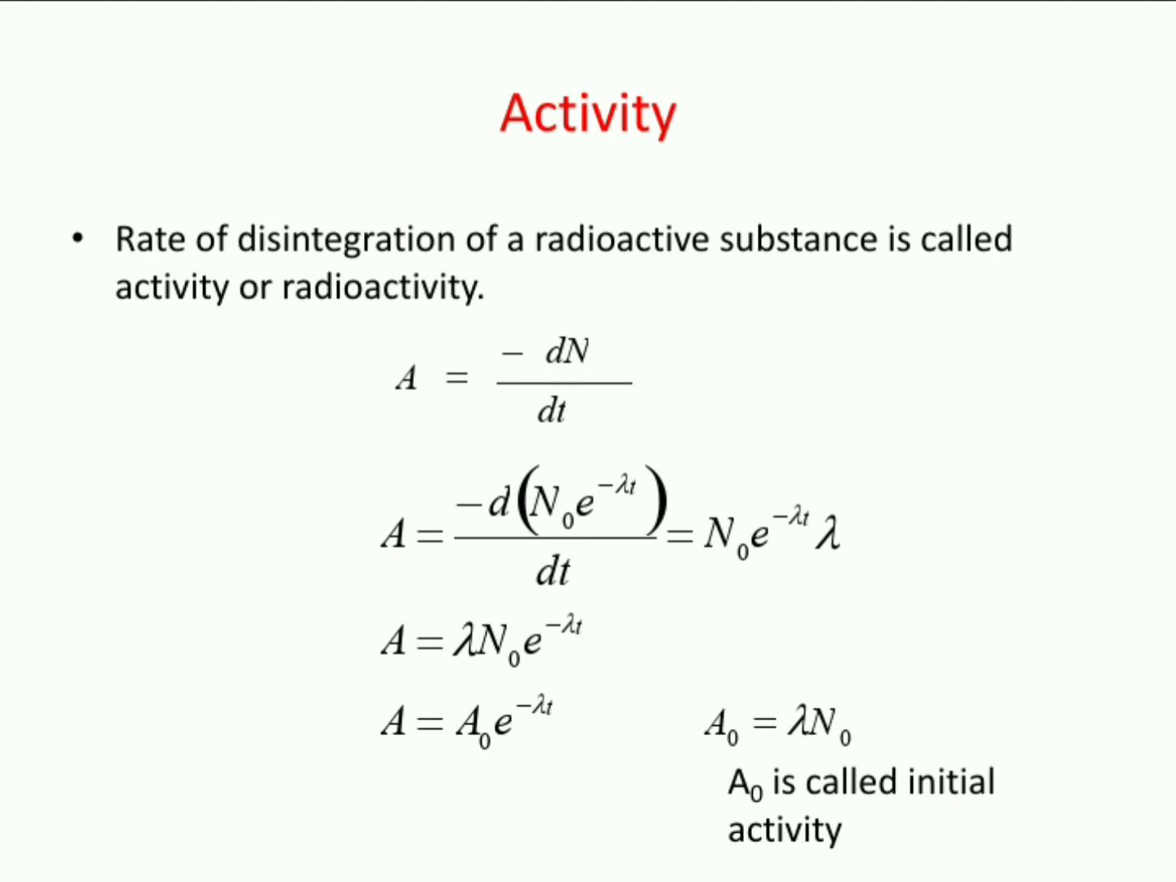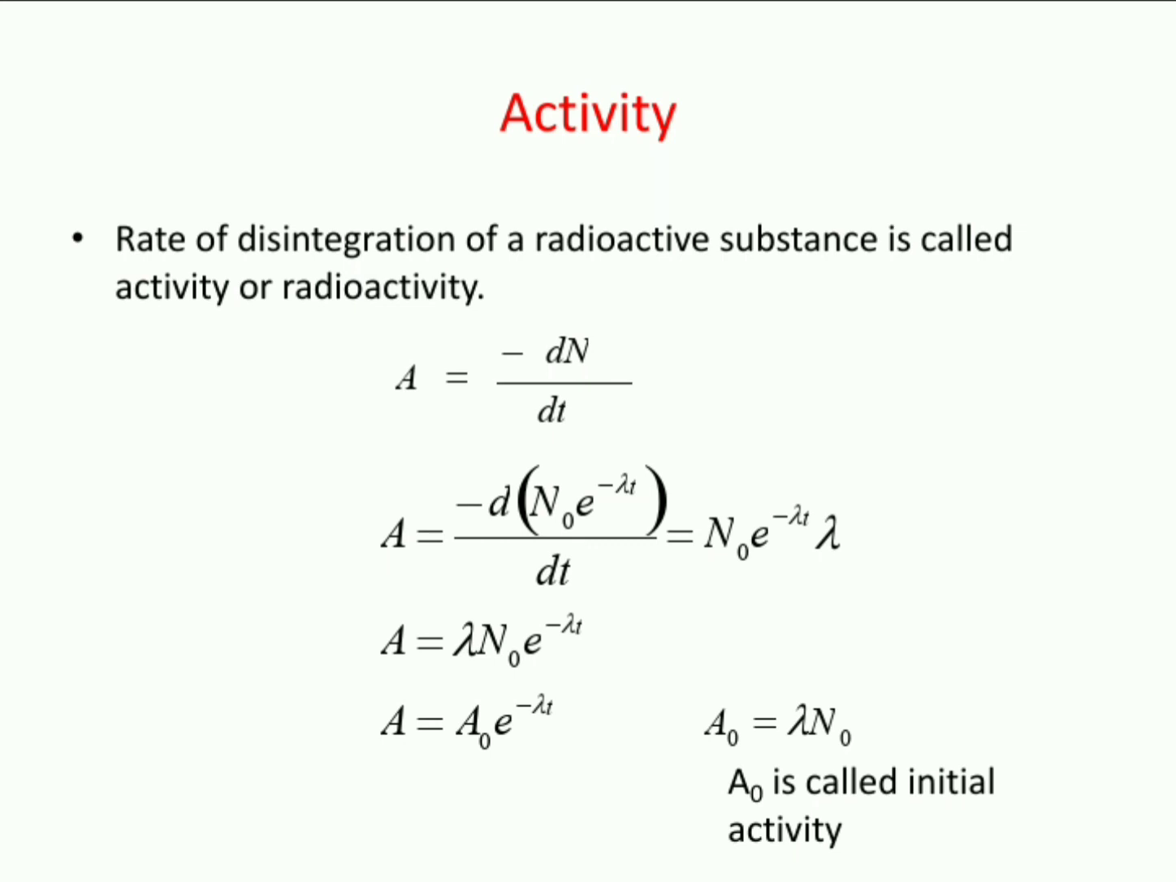Now coming to one more term called activity. Rate of disintegration: we have seen that minus dN by dt is called the rate of disintegration. This itself is called activity or radioactivity, which is represented by the capital letter A. In a few books, it's also represented as capital R. Both of them mean the same. R is equal to minus dN by dt, or capital A is equal to minus dN by dt. So this is called the activity of a radioactive substance.